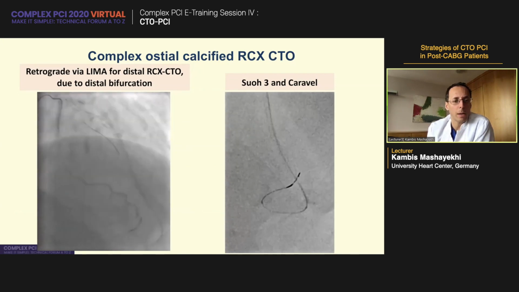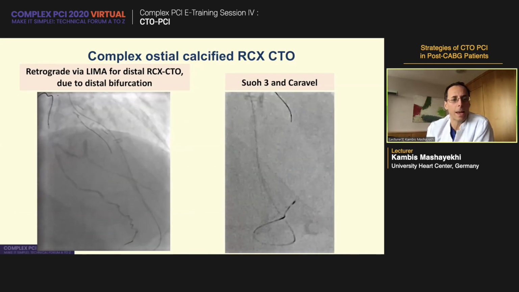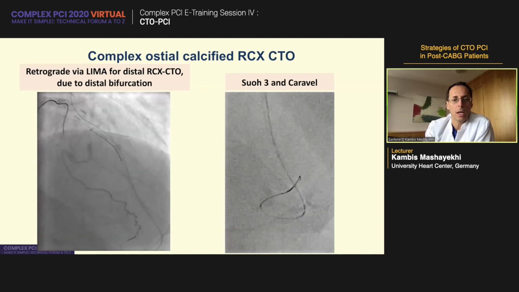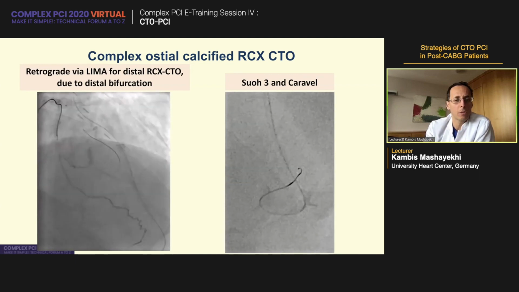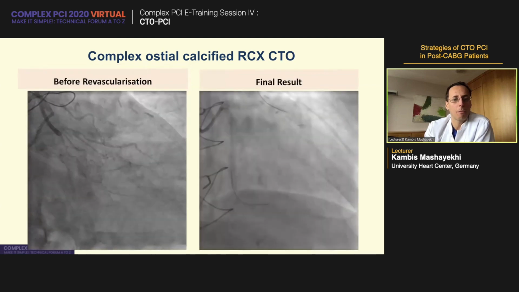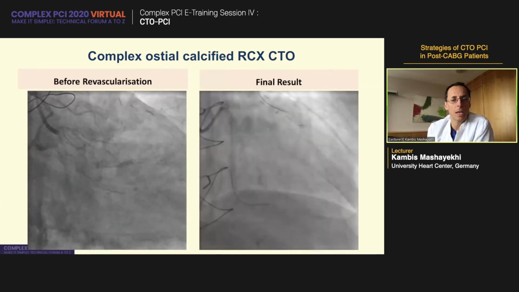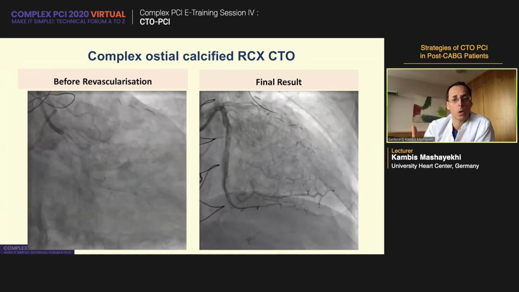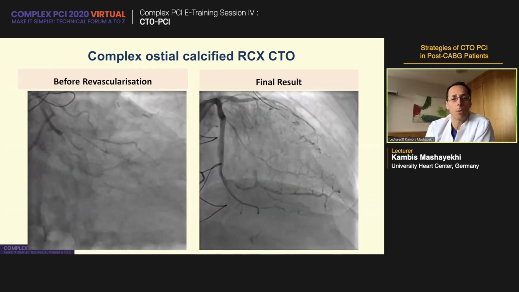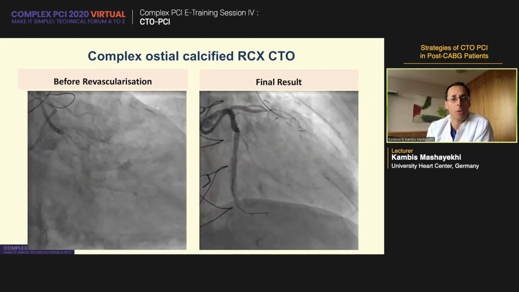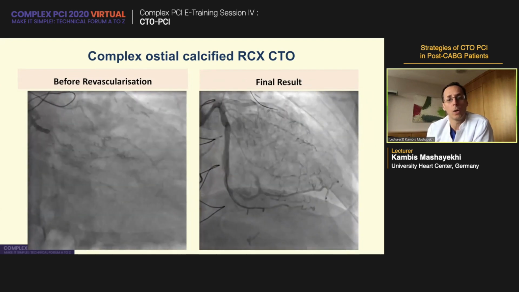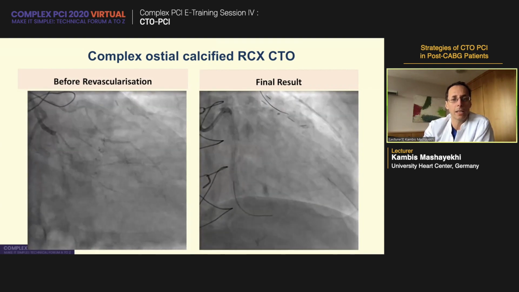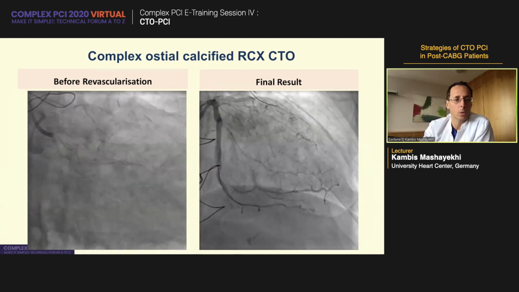I was not able to puncture towards this cap with a Gaia 3. Therefore, I had to use the retrograde approach, and I could wire this channel with SUOH 03, and finally did a reverse CART, tipped in, rotablated and could open the channel. So could open the artery. You see, there are three very important channels. I thought it was only a very small occlusion, but in the end we had to go antegrade, rotablate the proximal cap, and also then go retrograde.